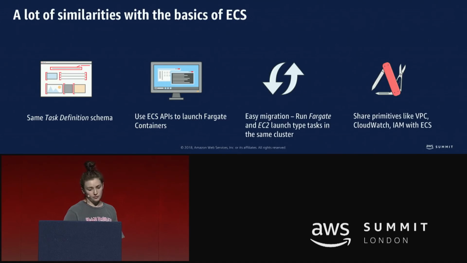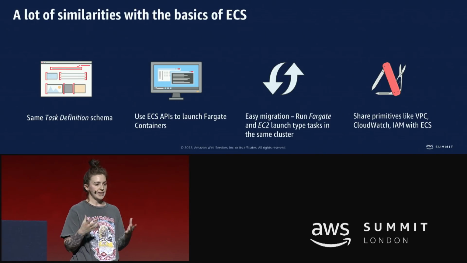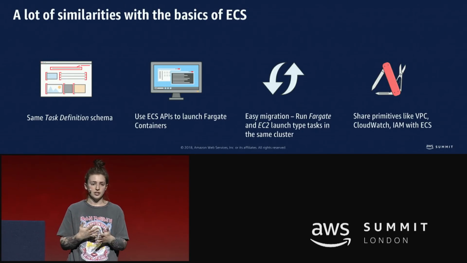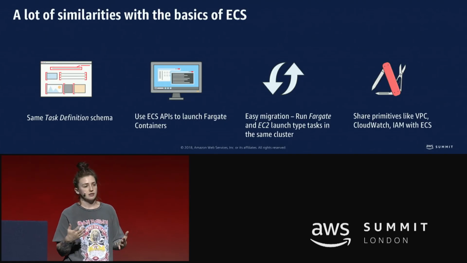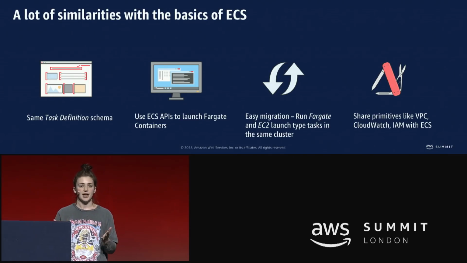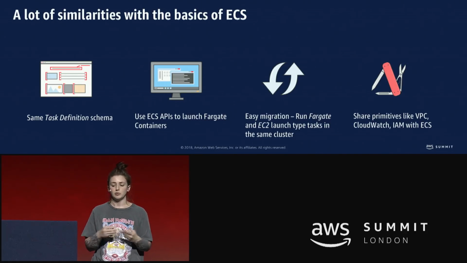Fargate, a little bit different. So you use a lot of the same building blocks. So the same task definition schema, so the document that defines where your container comes from, the resources that it uses, the name of the family that it belongs to. You use the same kinds of APIs, relatively easy migration, so you can run them either side by side in the same cluster, or you can switch back and forth, which we'll talk about a little bit later.